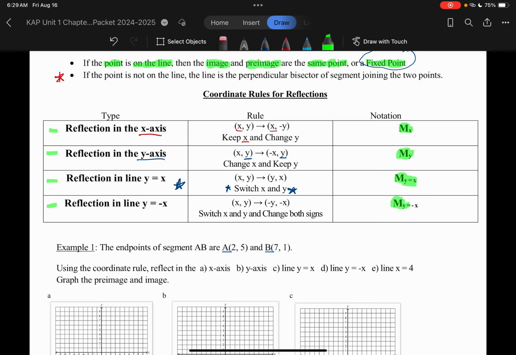Similar here, the next one we have is reflecting over the line y equals negative x. What happens here is you swap the x and y, and then you change both signs. In my opinion, this one's probably the most difficult to remember. The other ones are pretty straightforward. So again, just make sure that you guys are committing these rules to memory. So we'll look at some examples real quick.